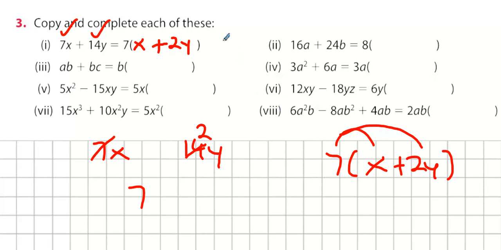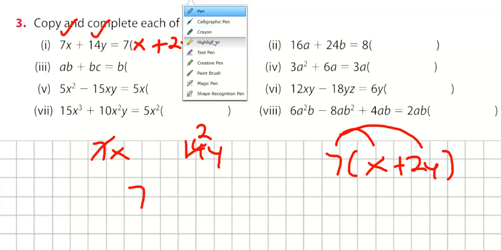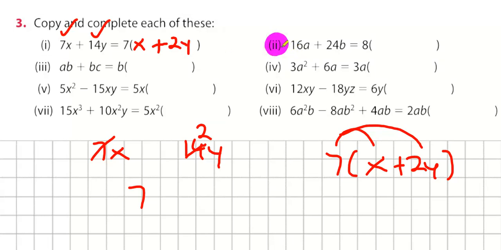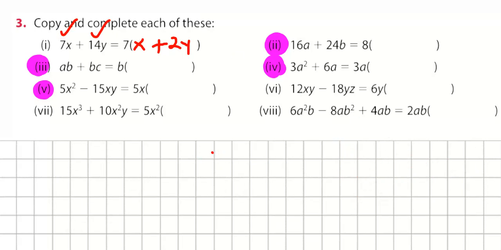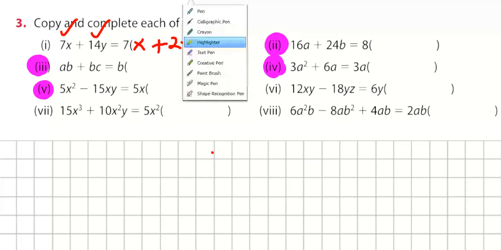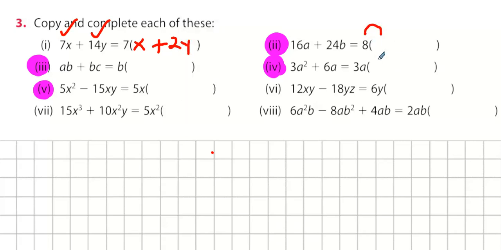Now, for the next maybe 2 minutes or so, will you try these ones? The ones I'm highlighting. Just those ones there. For question 2, what do you think the answer is? 8 multiplied by what gives you 16? 2. 16a though. 2a. Plus sign. 8 multiplied by what gives you 24? 3b. Who got 2a plus 3b?